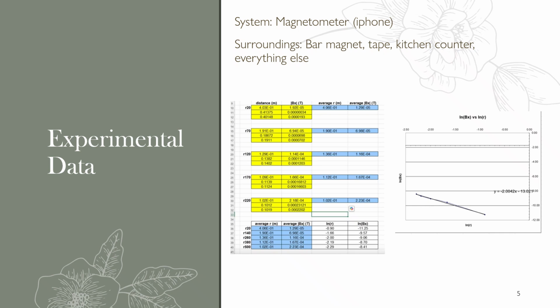The system is the magnetometer on the iPhone. The surroundings are the bar magnet specifically, but also the tape that we use to align everything, the kitchen counter, basically everything else around it.